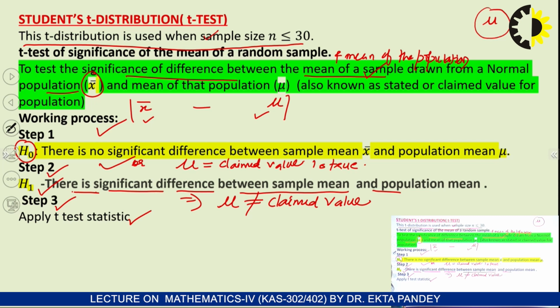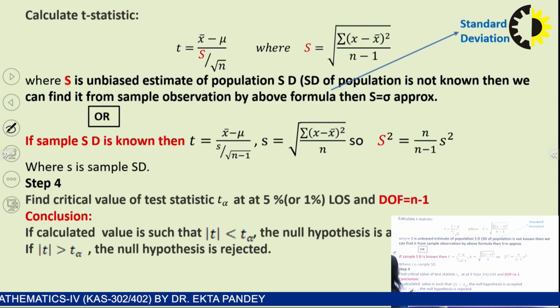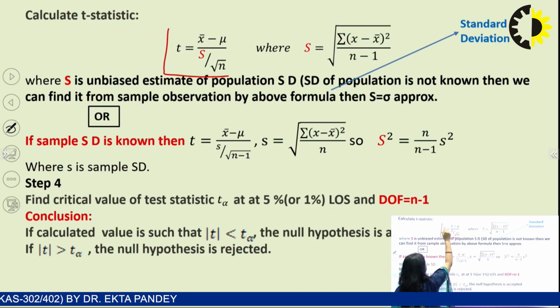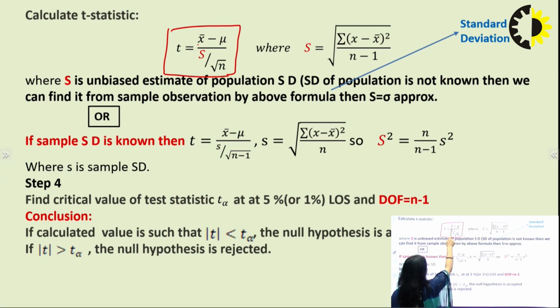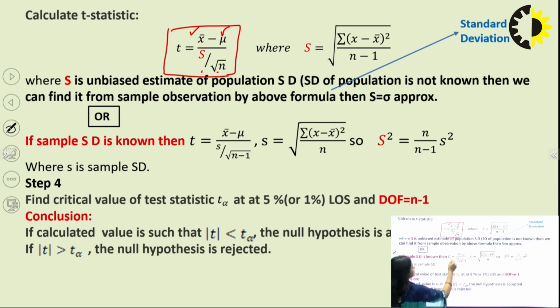For each and every test, there is a formula to find the test statistic, and here the test statistic is defined by this formula. Please note this in your copy. The formula is defined as the difference between the sample mean and the population mean, divided by capital S over root n. Here n is the number of items in the sample, or you can say the sample size. And this one is S. What is S? Actually, S stands for standard deviation.